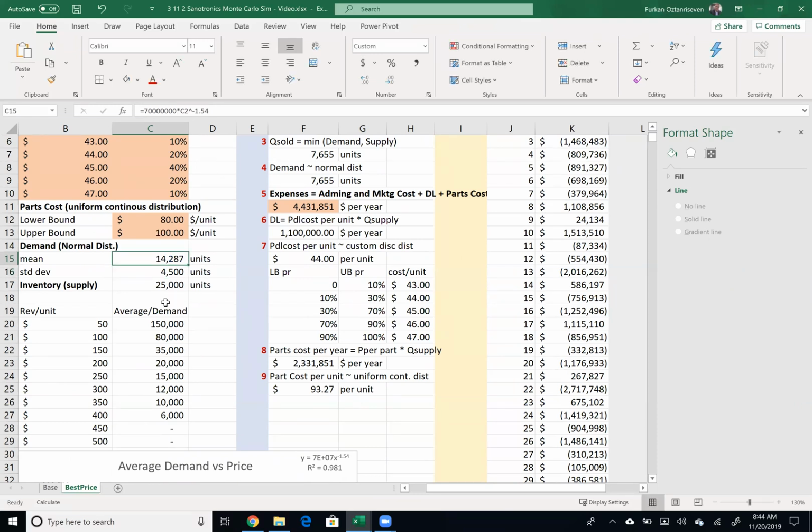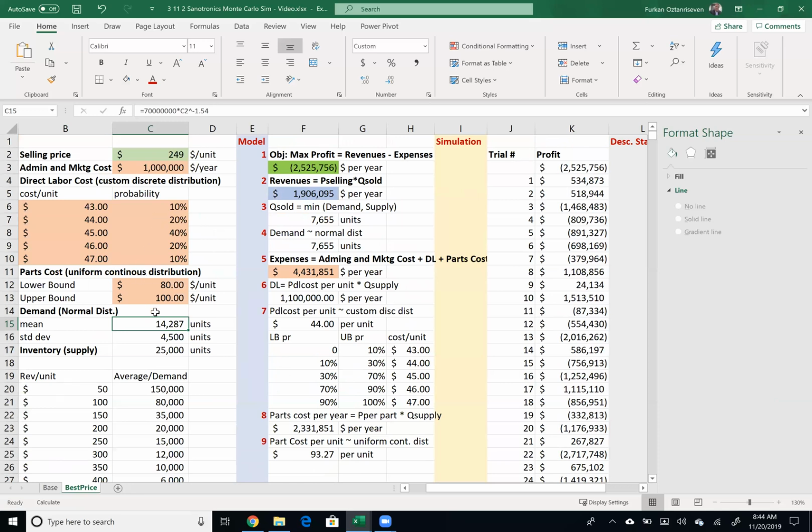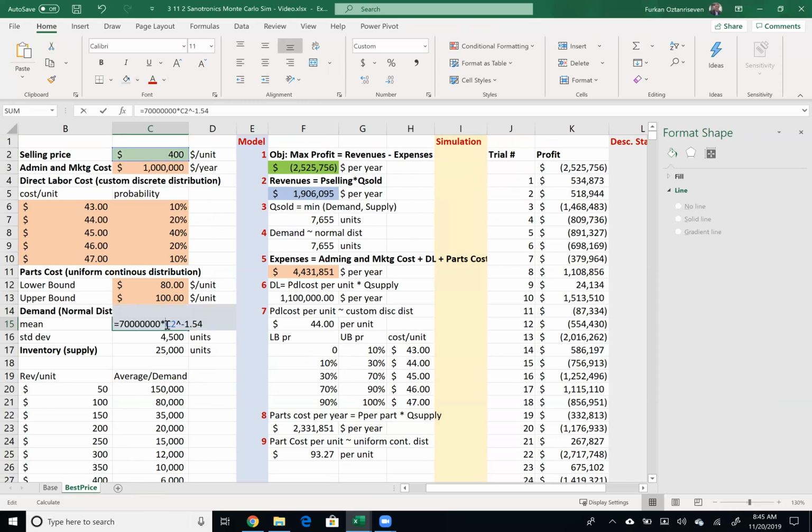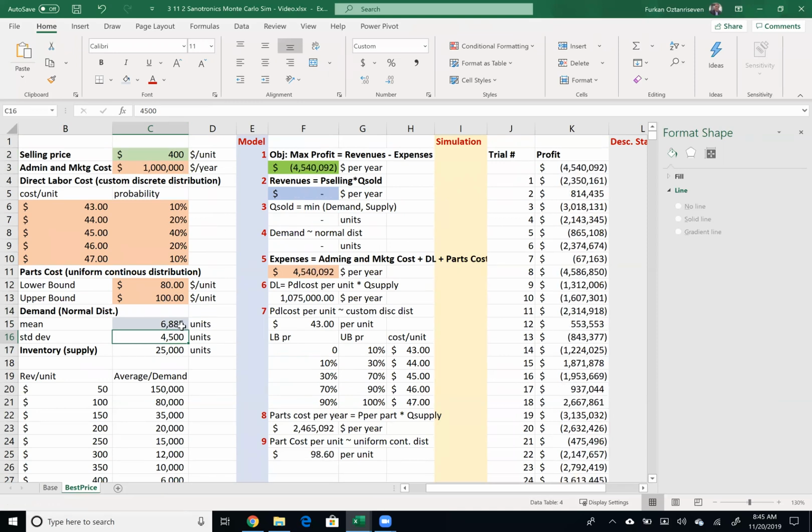So average demand, as you see here, for price of 250, 249 is 14,000 units on average. I'm assuming the standard deviation doesn't change. So what if I go to, let's say, price of 400, and then you see the average demand went down, I charge higher price, went down to actually not much, right? So let me just press F9 to refresh my number. 68. Actually, it went down a lot from 14,600. I was expecting somewhere around 6,000.